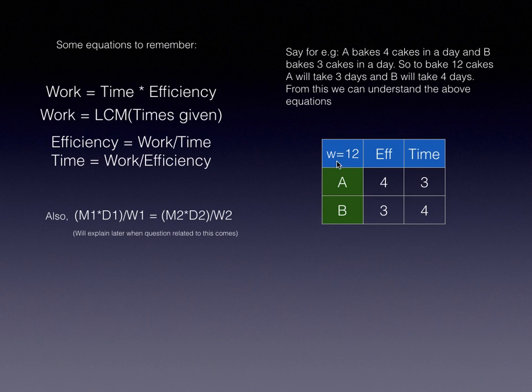Therefore, we can know that A's efficiency is 4, time is 3, B's efficiency is 3, and time is 4. And multiplying 4 into 3, it gives the work 12. And multiplying 3 into 4, it gives the work 12. Therefore, work is equal to time into efficiency. And work is the LCM of the times given. And efficiency is equal to work by time, right? 12 by 3 is equal to 4. 12 by 4 is equal to 3. I hope you understood. So let's start the questions.